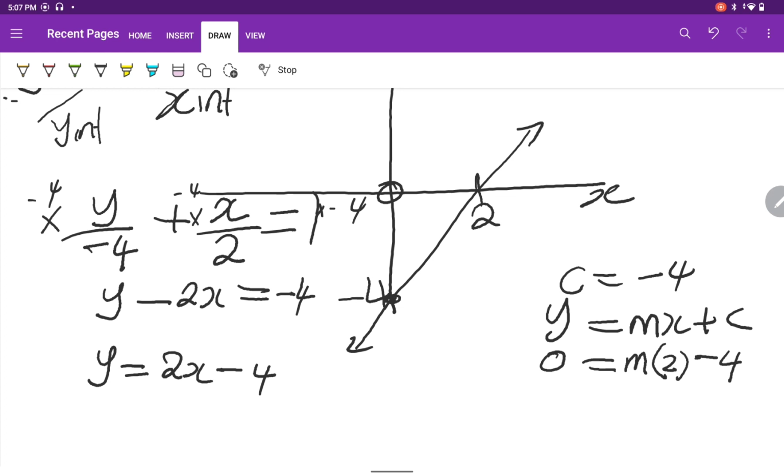So when we take the 4 to the other side, it will be positive, and then we'll have 2m. Dividing by 2 both sides, we will get 2. 4 divided by 2 is 2, and this one is m.